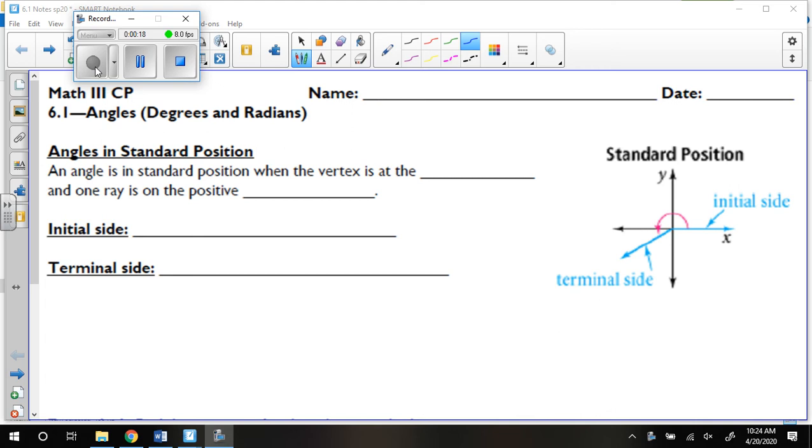Alright, so an angle is in standard position when the vertex is at the origin. Okay, so here's our vertex in the picture sitting on 0, 0. And one ray is on the positive x-axis. Okay, so that would be your initial side that the picture is pointing to on our positive x-axis. So the initial side is where the angle starts. So I'll say it's the starting side.